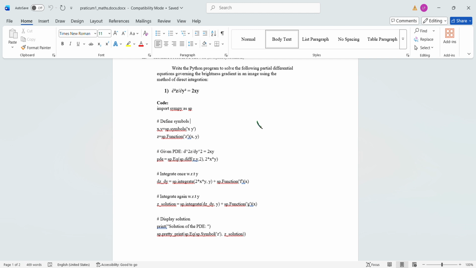Finally, the program prints the general solution of u of x, y in a formatted mathematical form. The overall result represents the general solution of the partial differential equation obtained after integrating twice with respect to x.